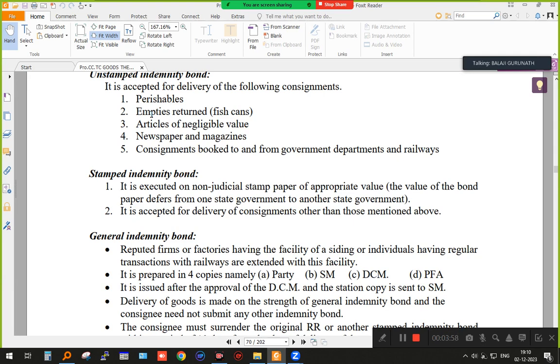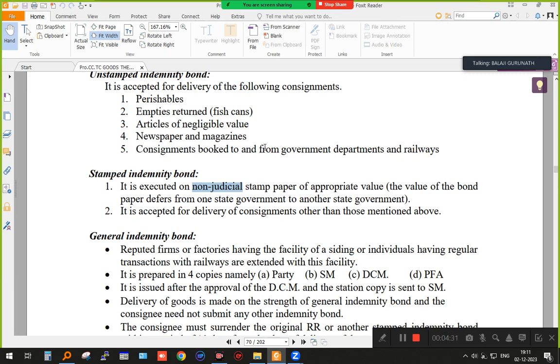A very simple letter. Now we are coming to the next part called the stamped indemnity bond. Stamped indemnity bond is executed on a non-judicial stamp paper of appropriate value. So what is non-judicial? Non-judicial means that it is not the one which we give in a court of law for registration purposes. This is just a non-judicial stamp paper which we use for any agreement between two private parties.